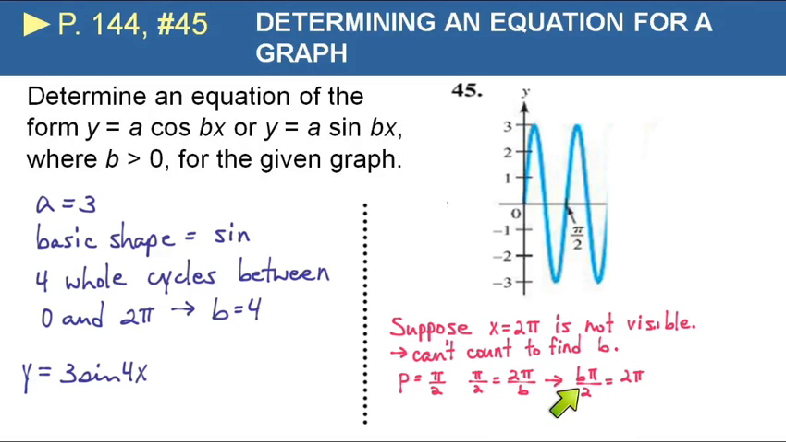Now when I do that, this 2 is going to come up to the top and this pi is going to go down to the bottom. And the pi's cancel and we're left with 2 times 2, which is 4. So we already knew b was 4, but if you can't see all the way out to 2 pi, you might not be able to count, and I wanted you to see how to use the formula when you have to.